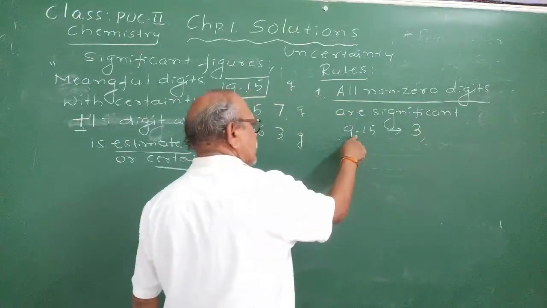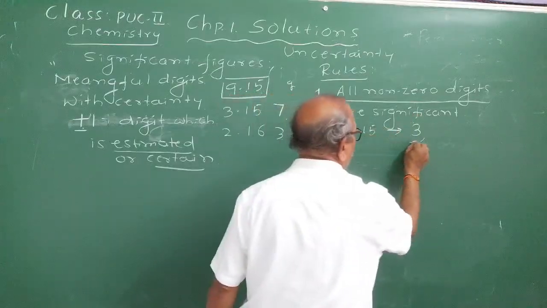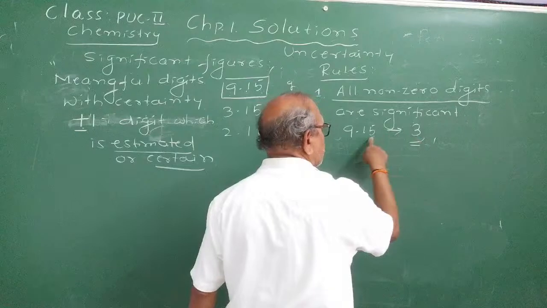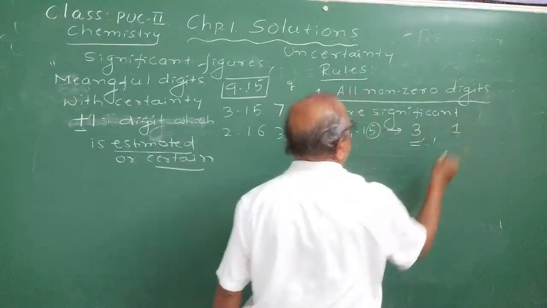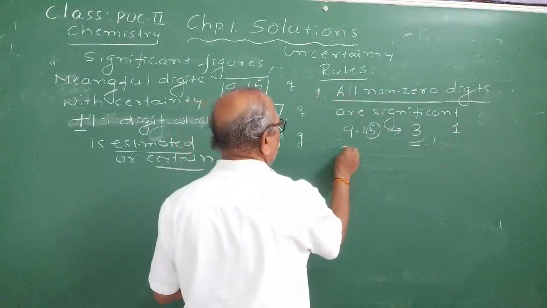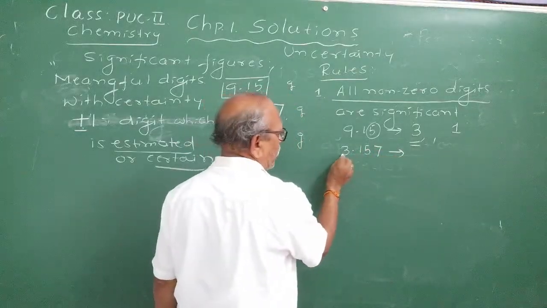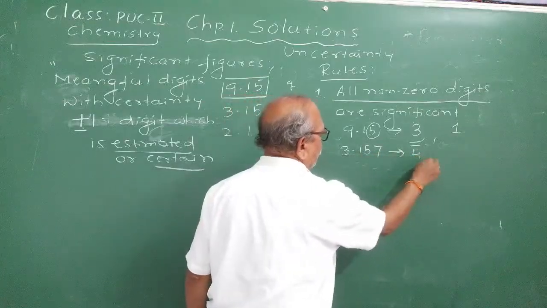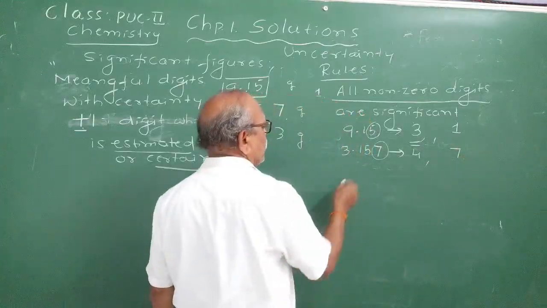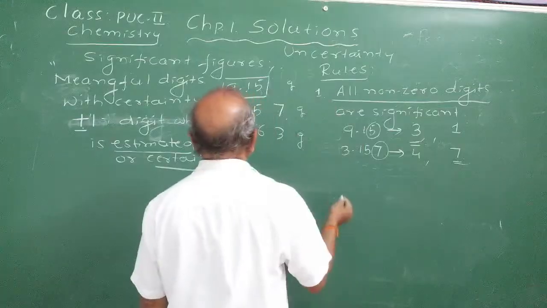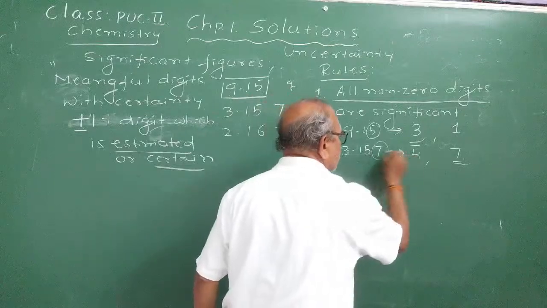You have to consider this dot also. 1, 2, 3 digits are there. The total significant figures are 3. The last digit 5 is the uncertain one. So 1 digit is uncertain. If I take for example 3.157, how many significant figures are there? 1, 2, 3, 4 significant figures. Which one is uncertain? The uncertain one is 7. 3 is certain. 3.15 is certain, and the last digit will be uncertain.